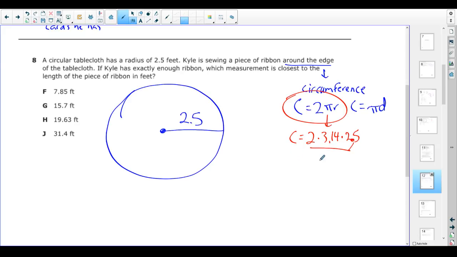And I'm actually going to multiply 2 times 2.5 first, because I know that that's just 5. And I don't have to deal with so many decimals. Looks like a 5, not an S. And then we just got to work out what's 3.14 times 5.